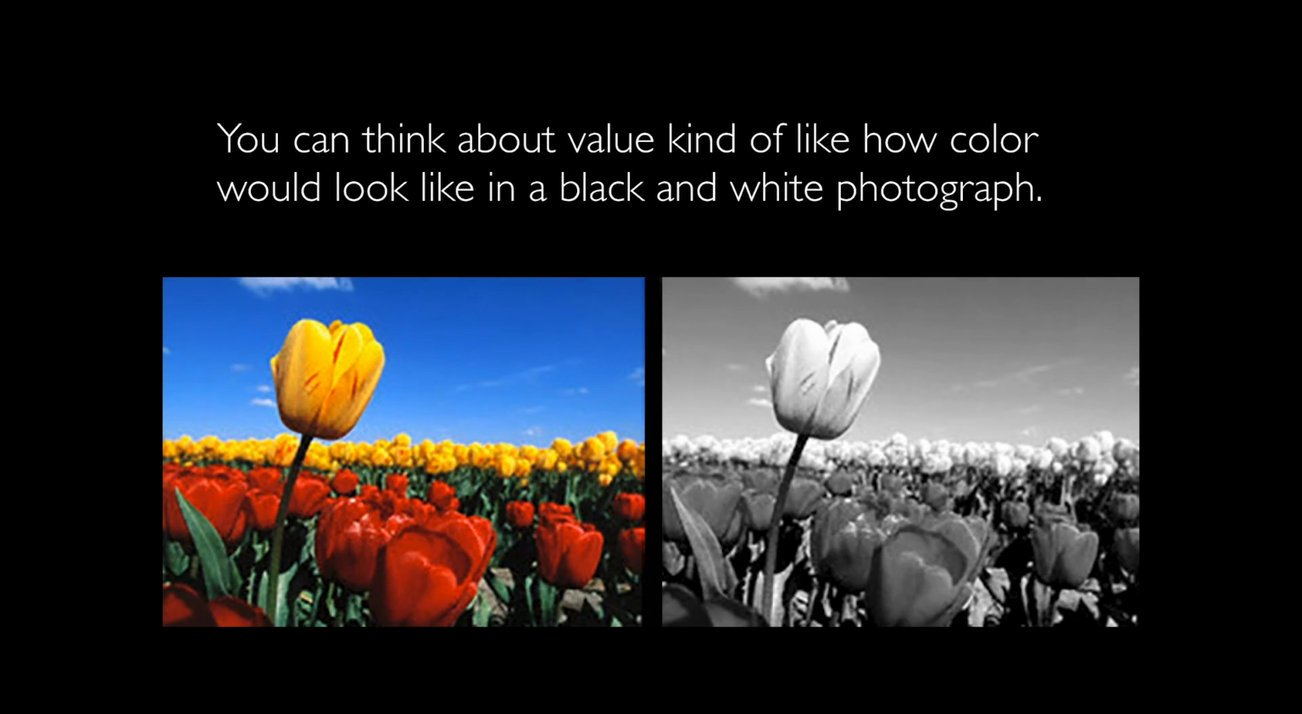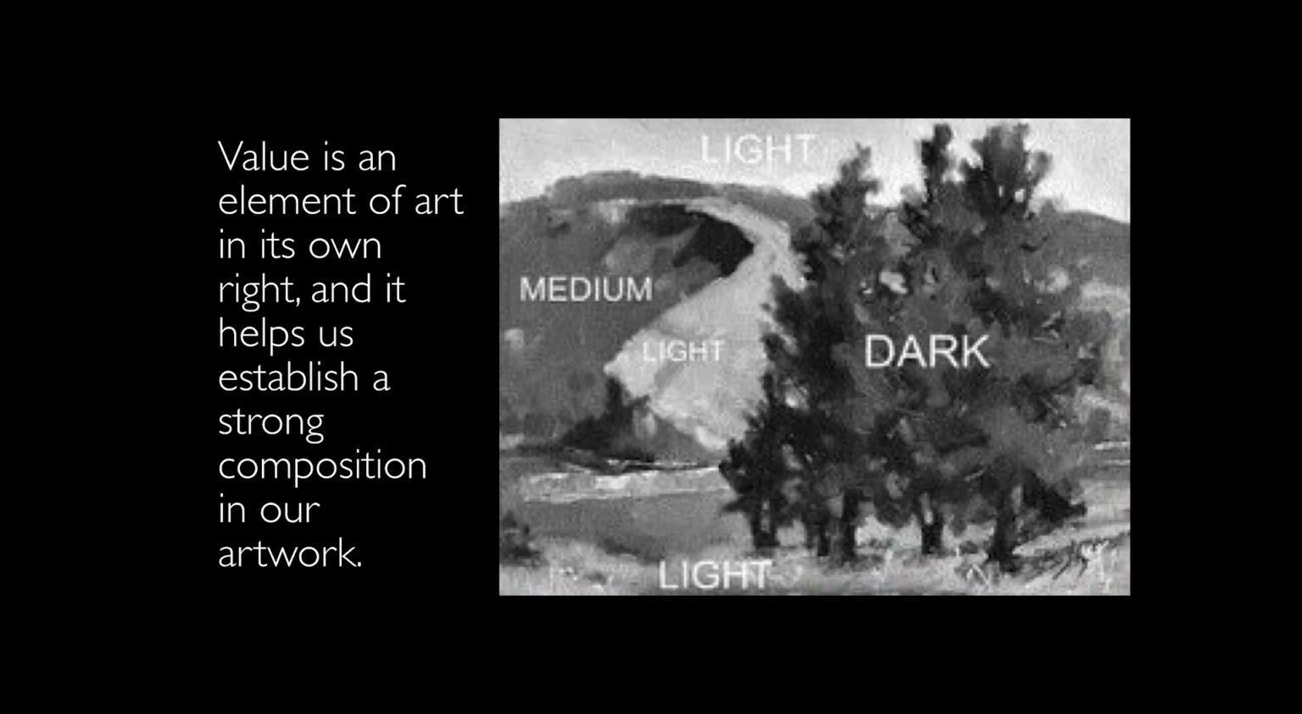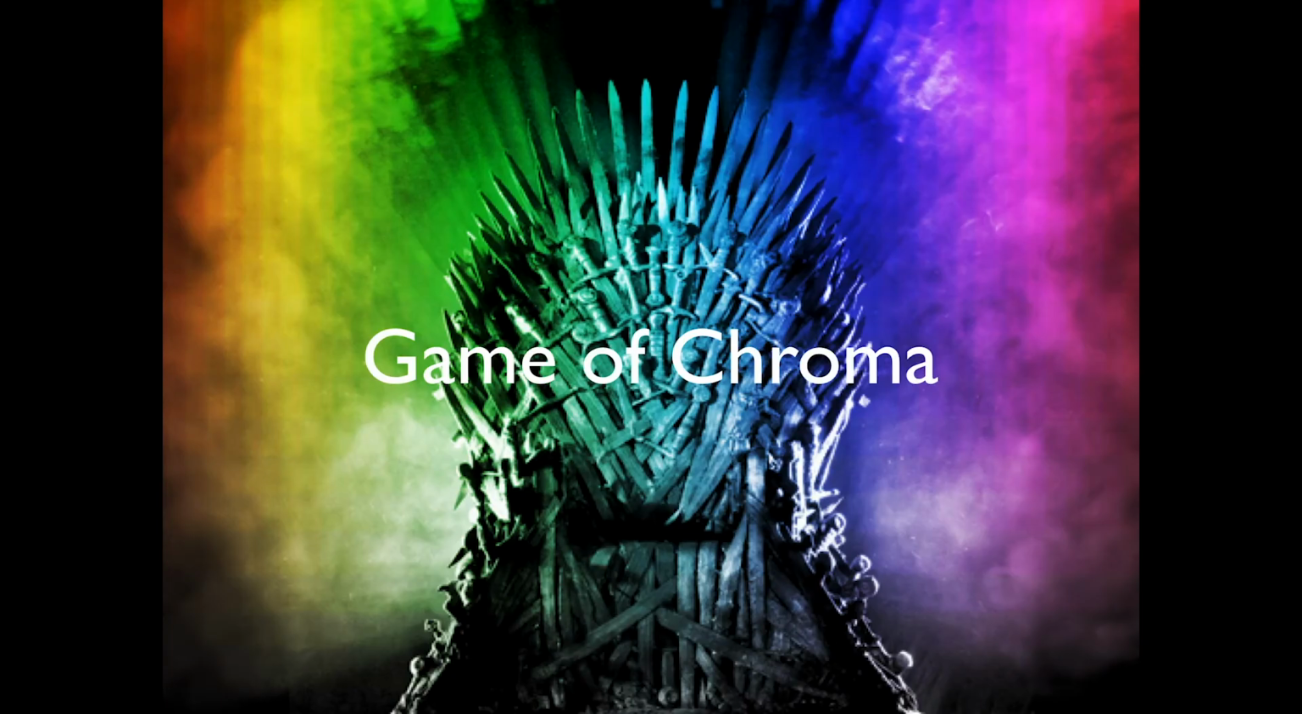You can think about value kind of like how color would look if it was in a black and white photograph. Value is an element of art in its own right, which is why we'll talk about it more on other projects. And it does really help us establish a strong composition in our artwork. But for now, we just want to understand that it does play a part in color when we're looking at color properties. The third and final property of color is chroma.